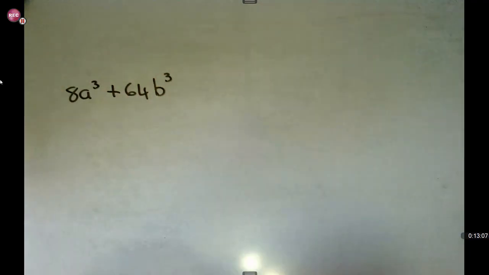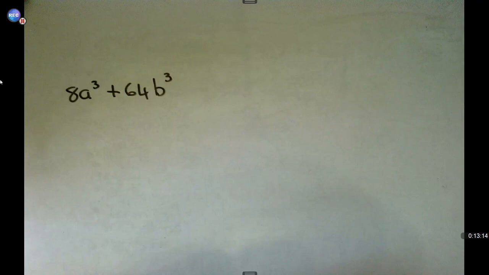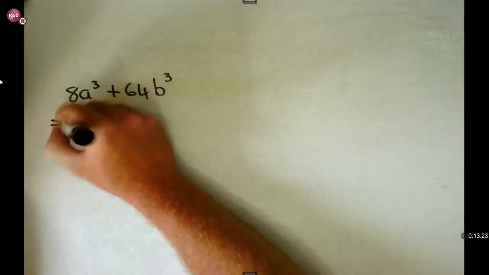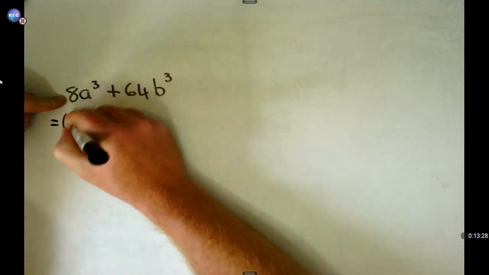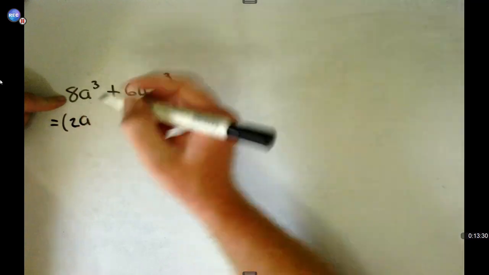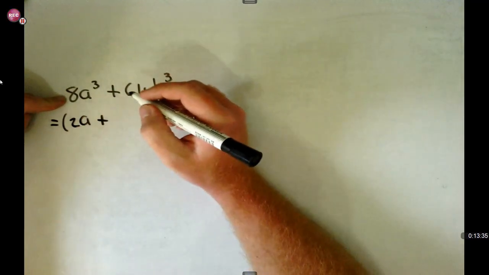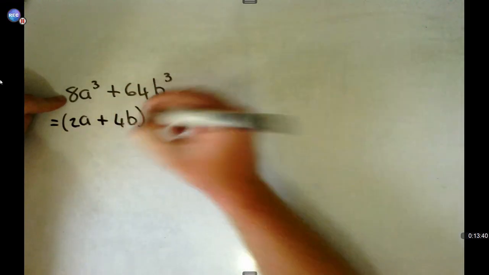Okay, so if you look at this, you'll see that all of these values here are perfect cubes. So we can start immediately. We do not have to take out our highest common factor at all and create our two brackets. So first of all, cube root of 8 is 2. Cube root of a cubed is a. We bring down that sign, which is a positive. Cube root of 64 gives me 4, and the cube root of b cubed is b.